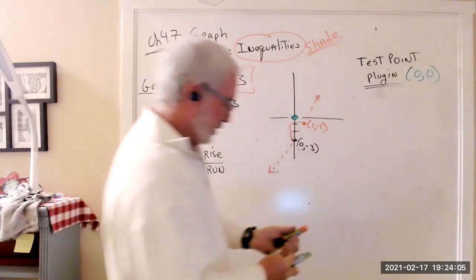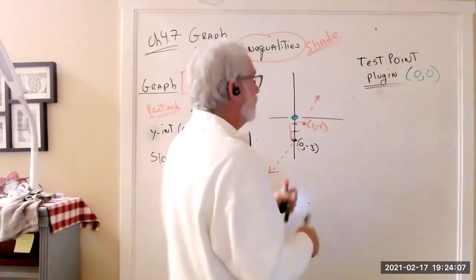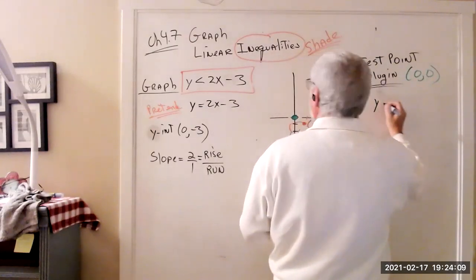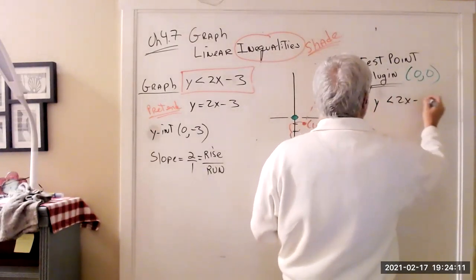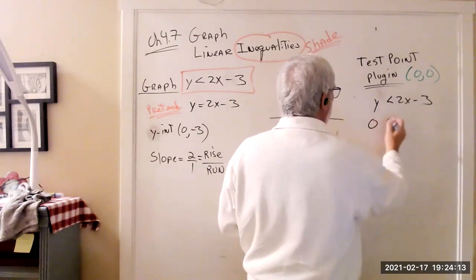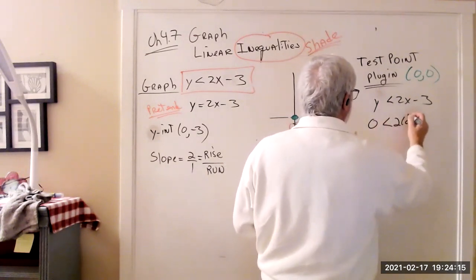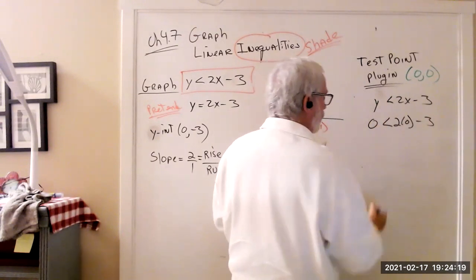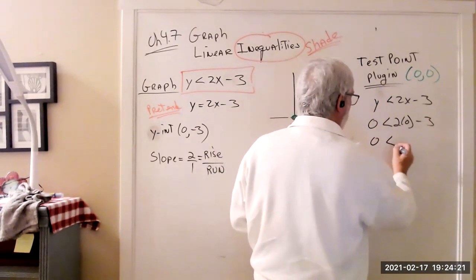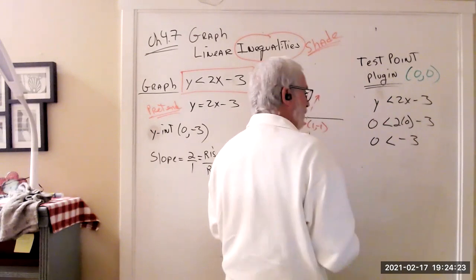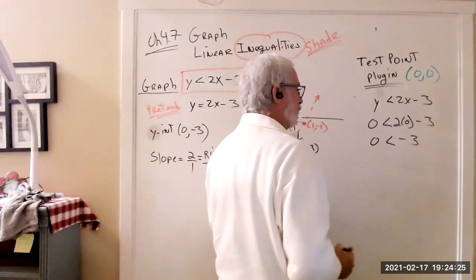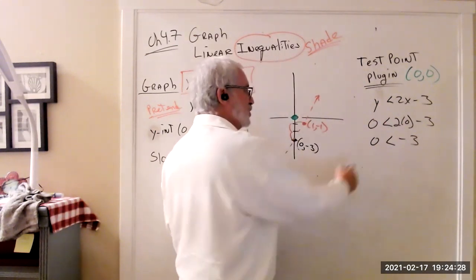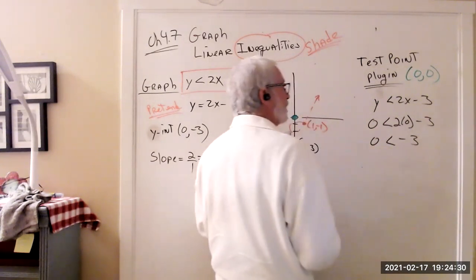So we're going to plug it into the original problem. Our original problem was y is less than 2x minus 3. Plug it in. 0 is less than 2 times 0 minus 3. Do your arithmetic. 0 is less than -3. Is that true or false? Is 0 less than -3? No, that's false.